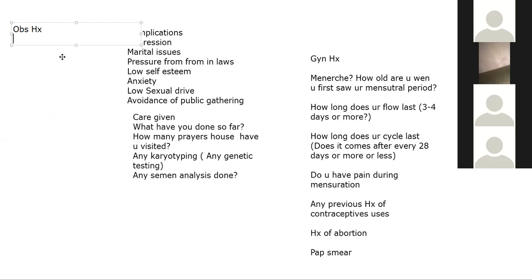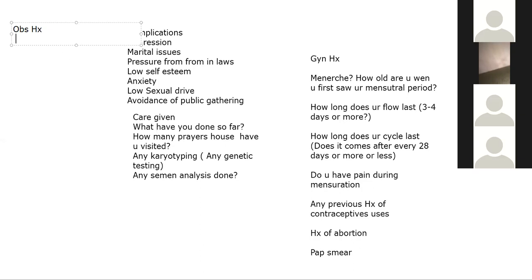Do you understand? You want to ask how was the pregnancy? Was there any complication? How was the delivery achieved? Was it vaginally or through cesarean section? You also want to ask about any family history of twinning. You want to know the weight of the baby after delivery, if the woman can remember, and how long the woman stayed in the hospital. So these are some of the questions you want to ask in the obstetric history.